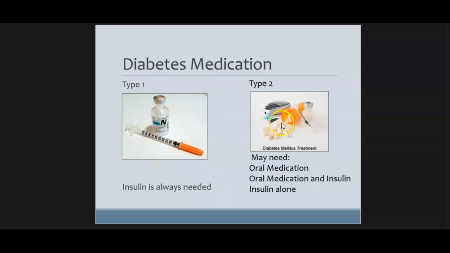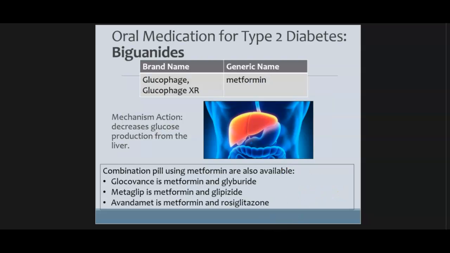The different medications: finally we'll get into the medications. Obviously insulin for type 1 diabetes. For type 2 diabetes there are different things: oral medication, oral medication and insulin, or just insulin alone. So it could be a variety of things.